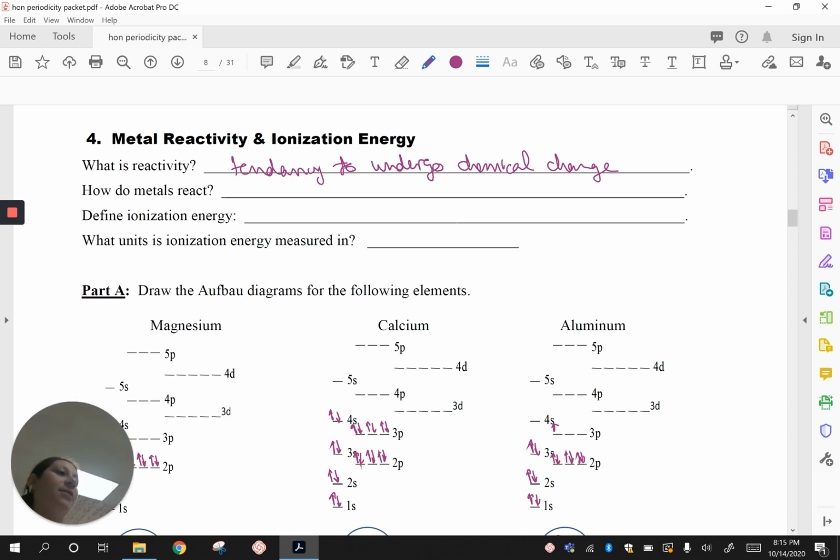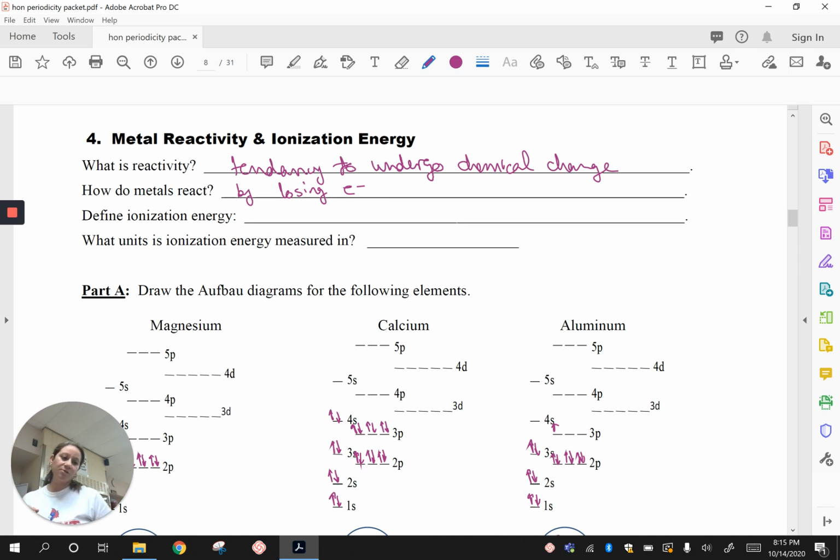So let's write that down. Metals react by losing electrons. And when they lose electrons, of course, they become positively charged. Now, the reason why electrons are held in the atom, as opposed to just flying off, is because of the attraction to the nucleus. Remember Zeff, the net Coulombic attraction between the nucleus and the valence electron.